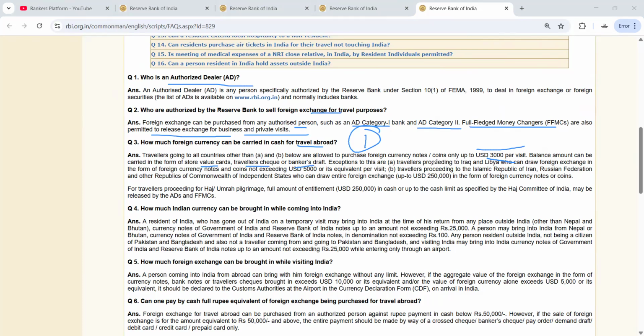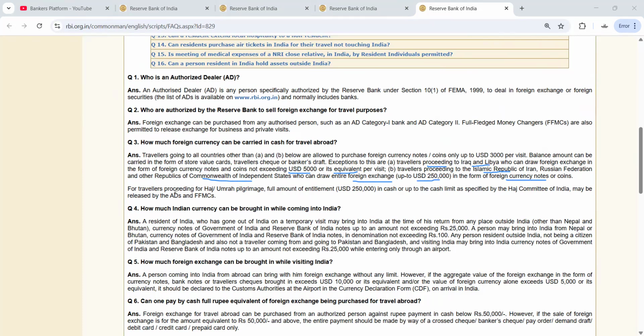So A is what? Travelers proceeding to Iraq and Libya, who can draw foreign exchange in the form of foreign currency notes and coin not exceeding $5,000 or its equivalent per visit. Okay, and B is travelers proceeding to the Islamic Republic of Iran, Russian Federation, and other Republics of the Commonwealth. So they can draw the entire foreign exchange, that is up to $250,000, in the form of foreign currency notes.